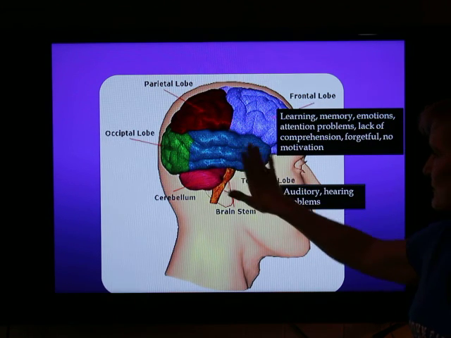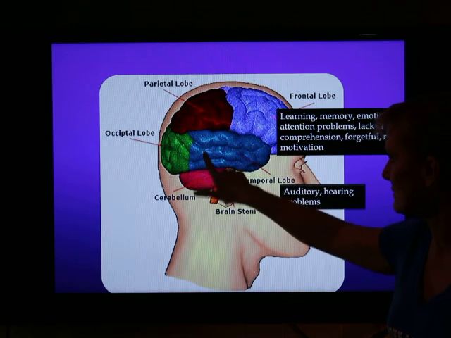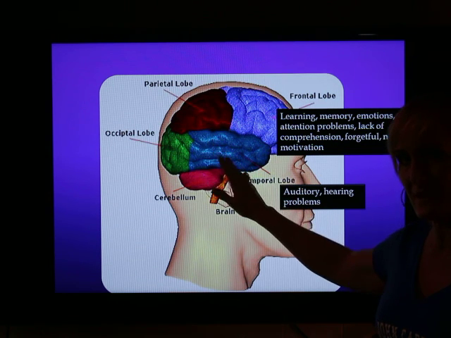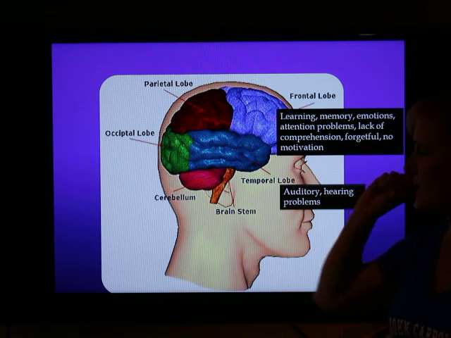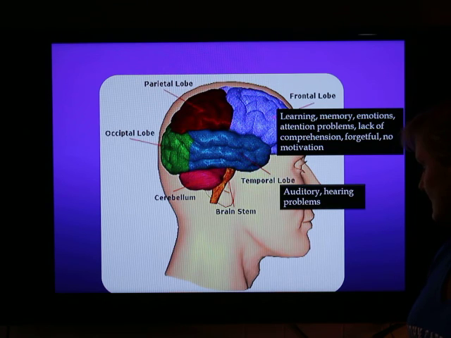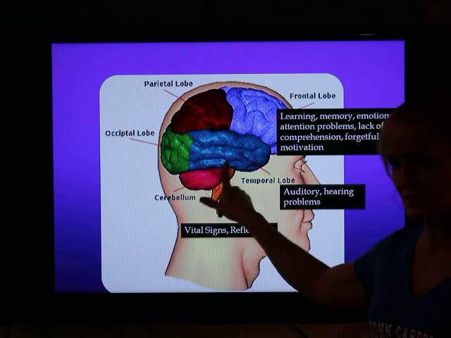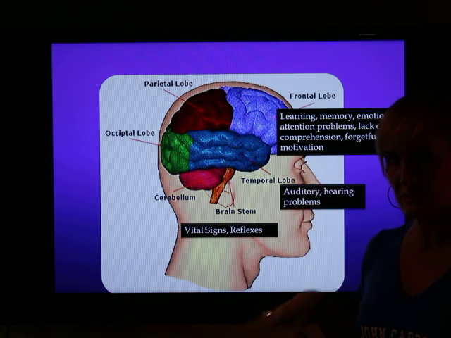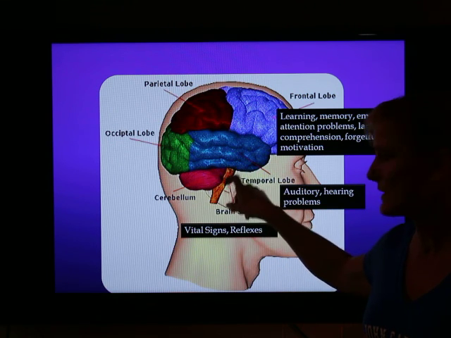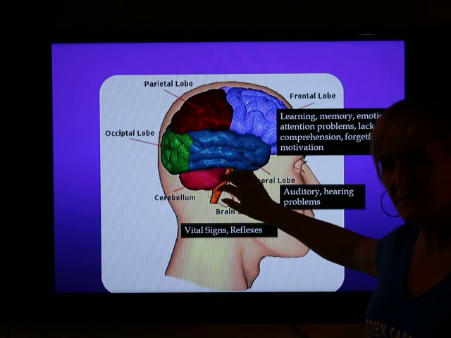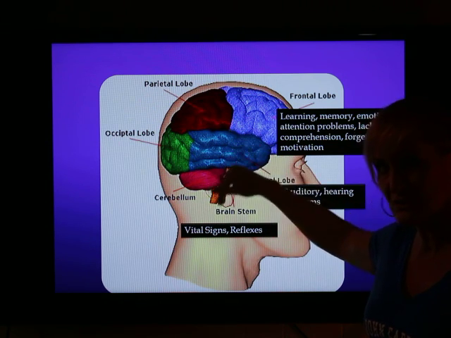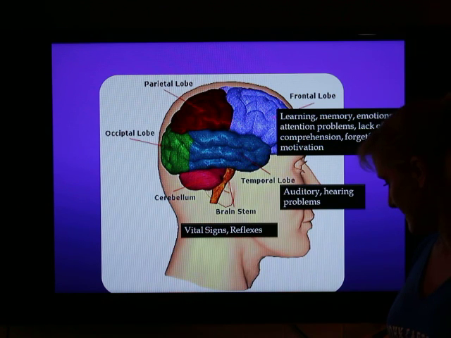Your temporal lobe back in here, obviously you've got your auditory nerves coming right in here, so they can have hearing problems, some hearing loss right in here. The next one is the brainstem. Obviously this is your vital signs, your deep reflexes stuff. This is the one we talk about in chapter 66, where brain death can occur if the ischemia and the pressure is really pushing down on that brainstem.